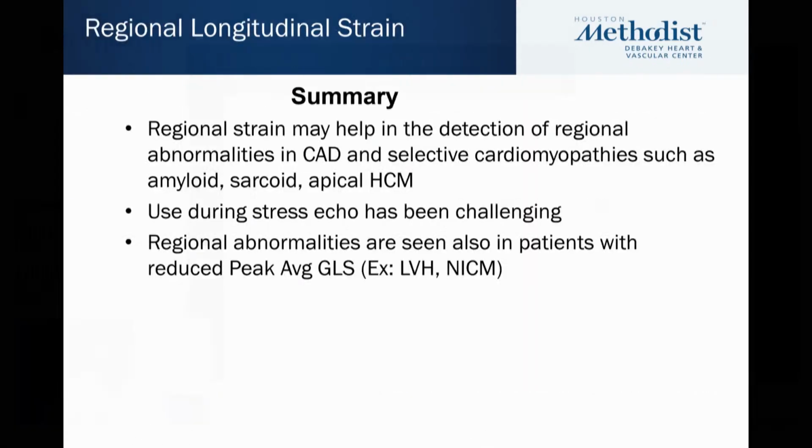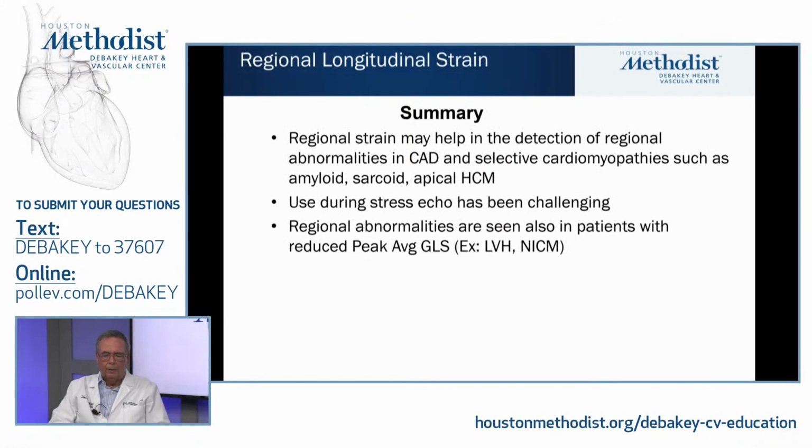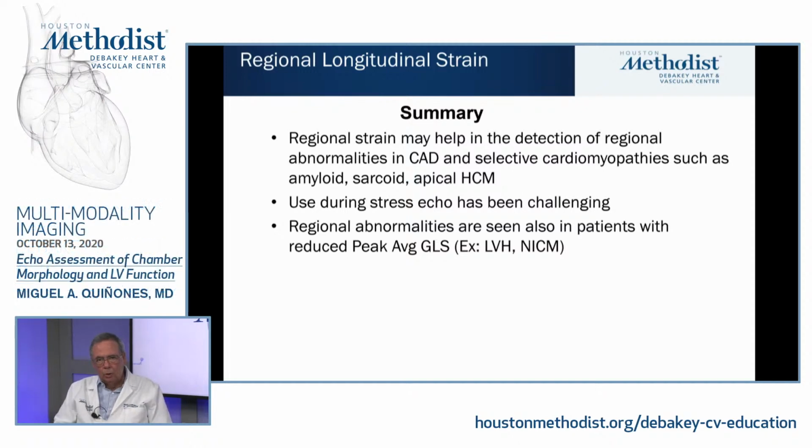So in summary, regional strain may help in detecting regional abnormalities in patients with CAD, but also in non-CAD patients that have either non-ischemic cardiomyopathy or other types of cardiomyopathies. Use with stress is still limited. And these regional abnormalities can be seen in patients with reduced global longitudinal strain. So you have the combination of people that have some reduction in global findings and also have regionality. And the strain is able to give us this information much better.